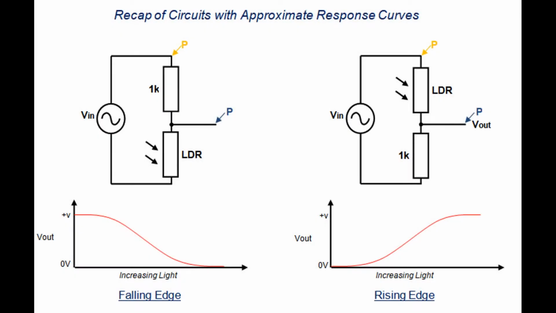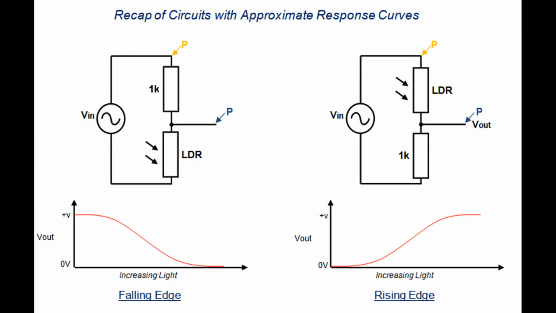Let's recap. Here we have two circuits, and below I have drawn an intuitive response curve. These curves are by no means accurate, but give a basic understanding of the response. In reality, the curves would respond differently to different light wavelengths and temperature, etc. The change is not instantaneous either, so as the light level changes, the resistor will actually lag behind it.